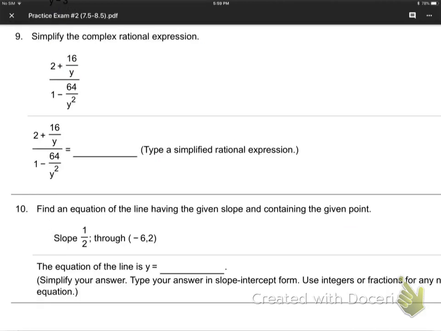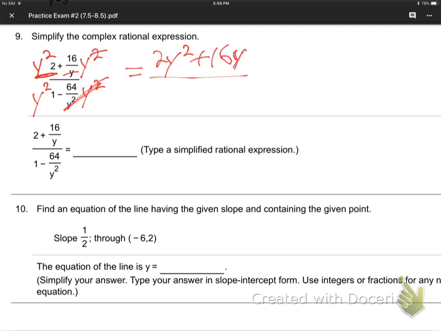So number 9, another complex fraction. We have a y squared and a y as the extra denominators. So we're going to have to multiply through by the common denominator, which would be y squared. Y squared, y squared, and y squared. Here it cancels, so we get 2y squared from these. Here, this cancels one of those, and we get 16y. Down here, y squared times 1 is just y squared, minus 64.